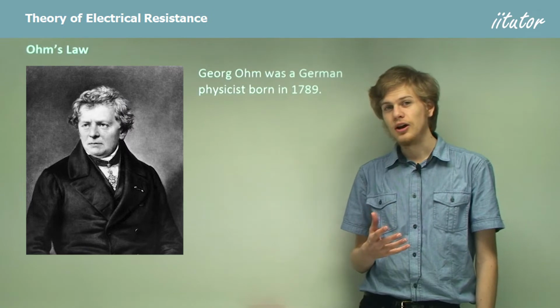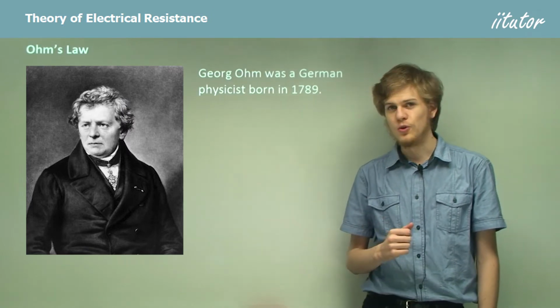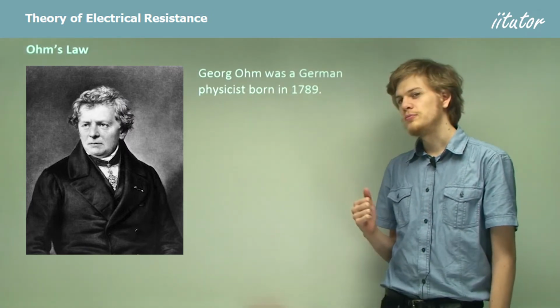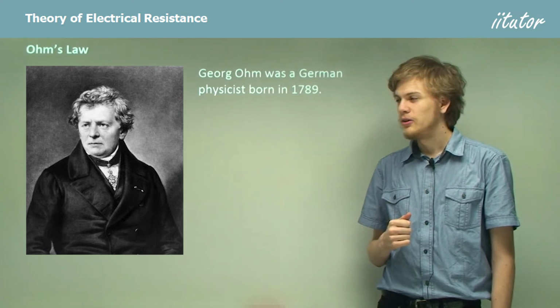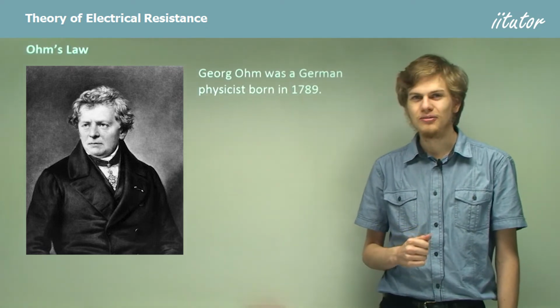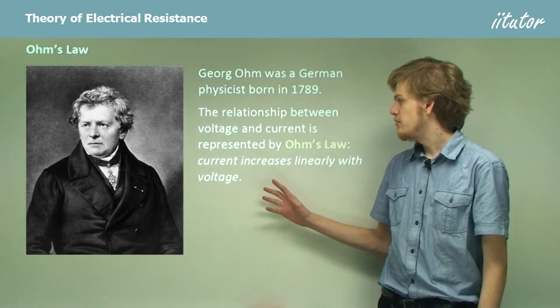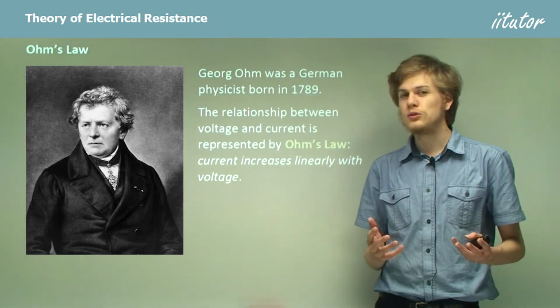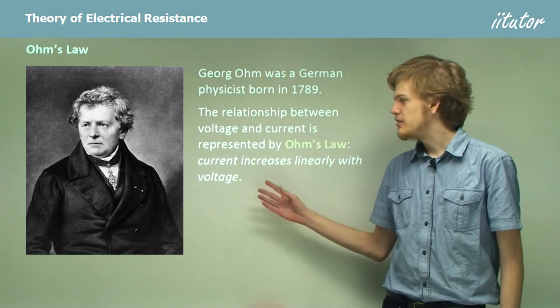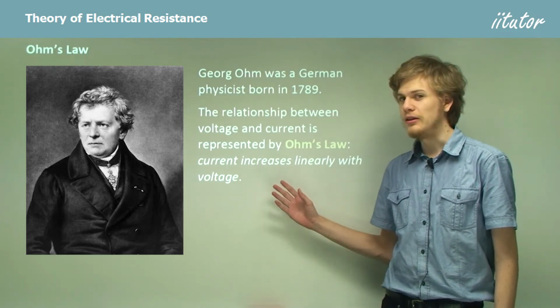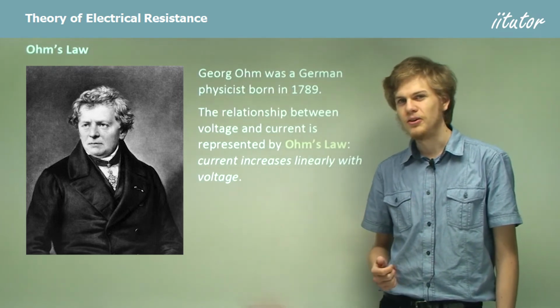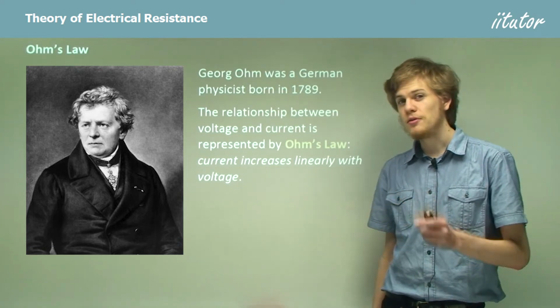It's named, of course, after this fellow here, George Ohm. He was a German physicist born in 1789, which is, of course, quite some time ago now. The relationship between voltage and current discovered by Ohm is represented by Ohm's Law. Simply stated, its current increases linearly with voltage. Fair enough, right? We can write this mathematically as well.